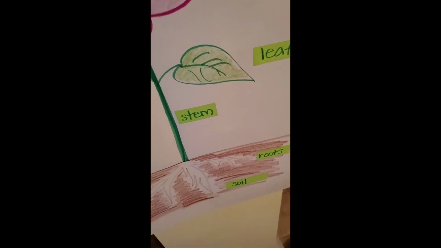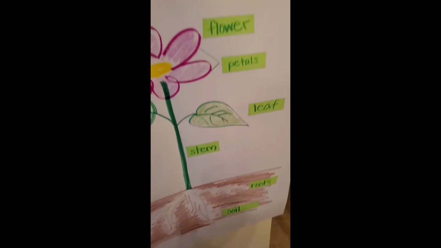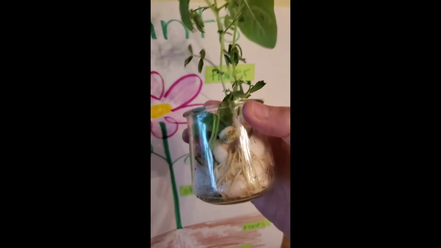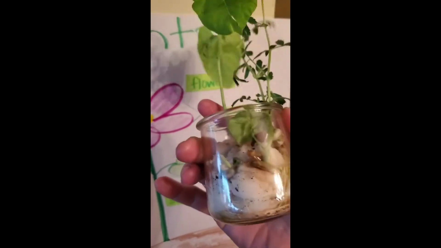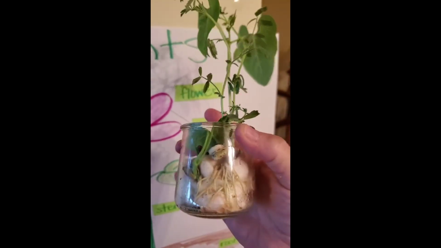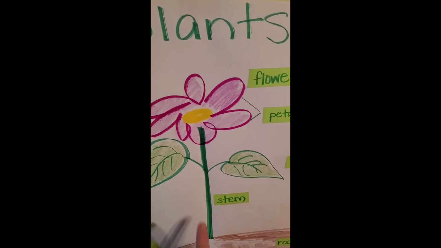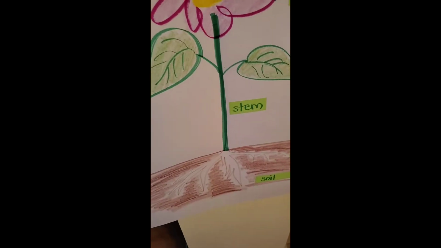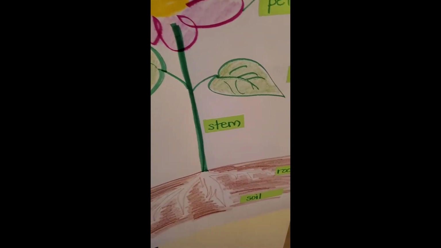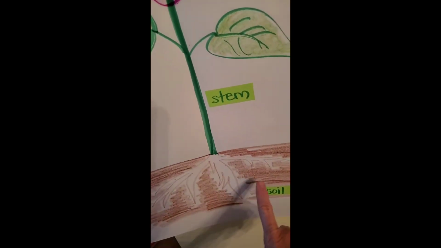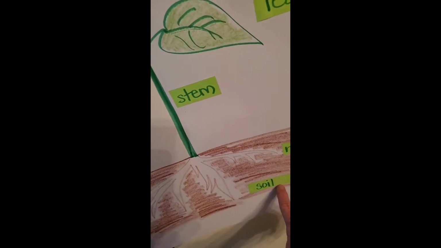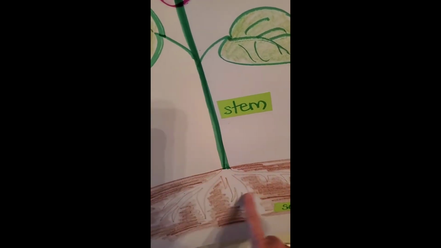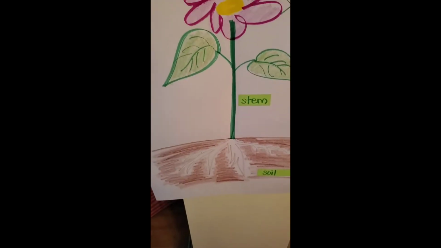Roots. And Duke Dogs, you know what I noticed? That the roots to our plants were mostly white. They were not green like the stem, and they weren't brown like the soil. So I made the roots white. And that's not part of the plant, but it says soil, because plants have to grow in soil.